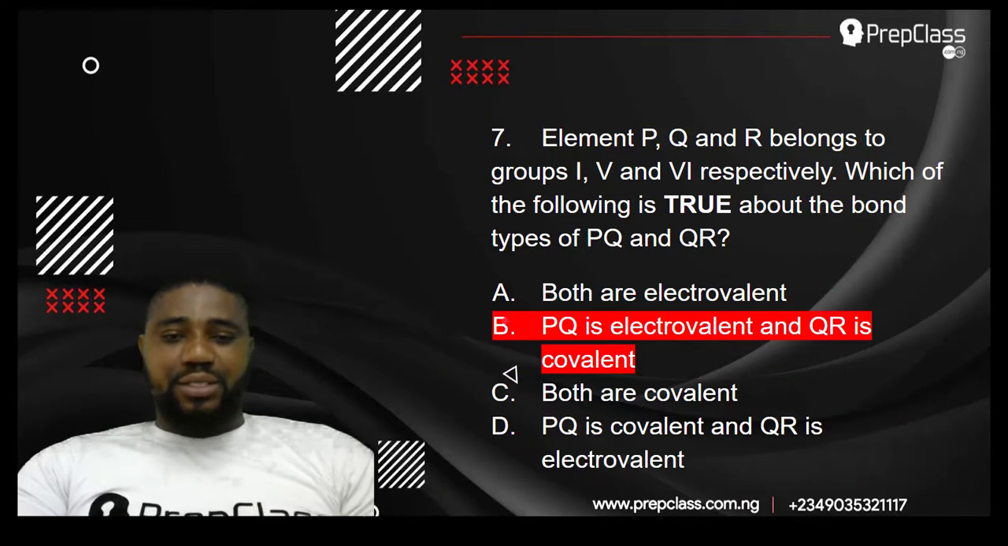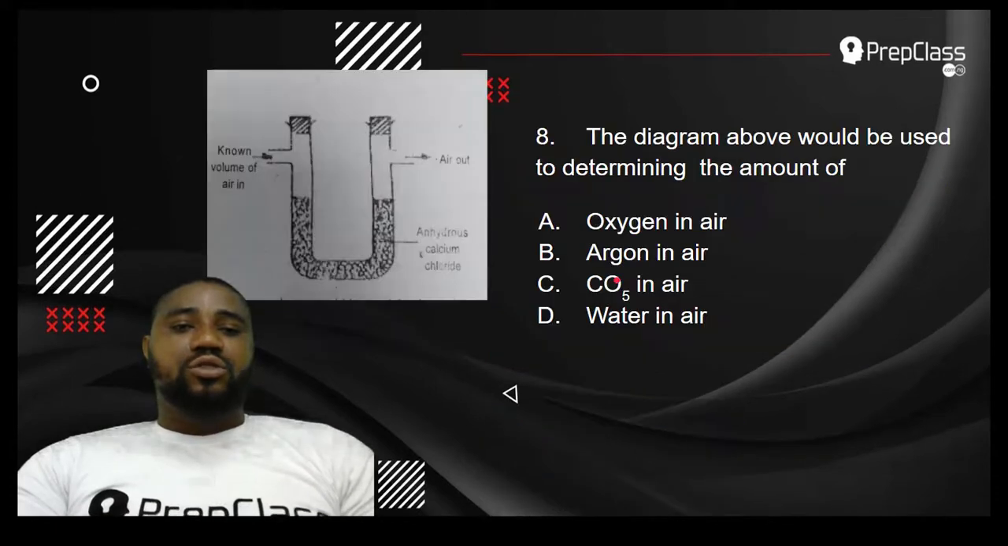So the correct answer is B. PQ is electrovalent and QR is covalent. I believe you understand that. It's very simple. So let's move to question number 8.